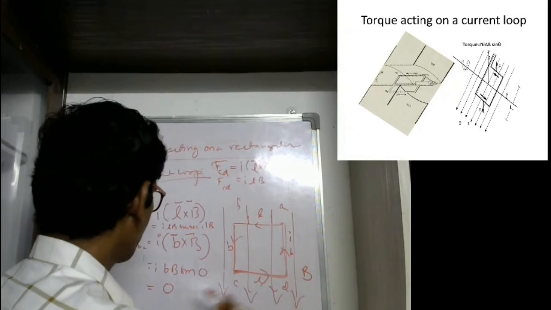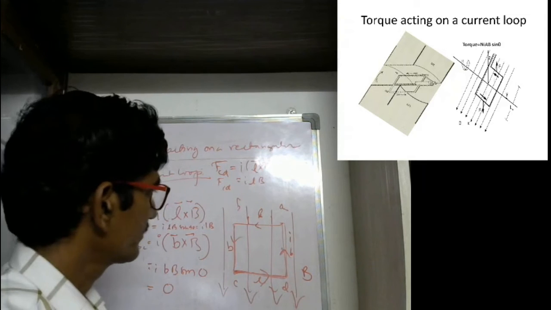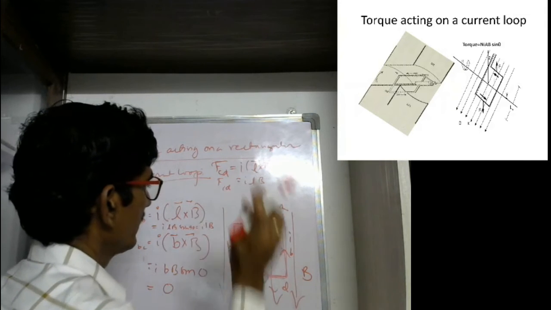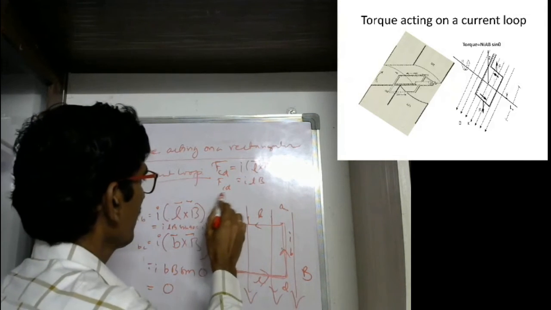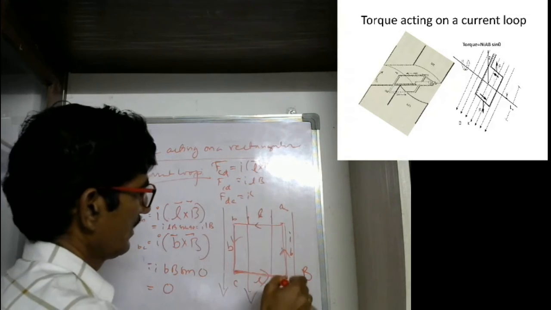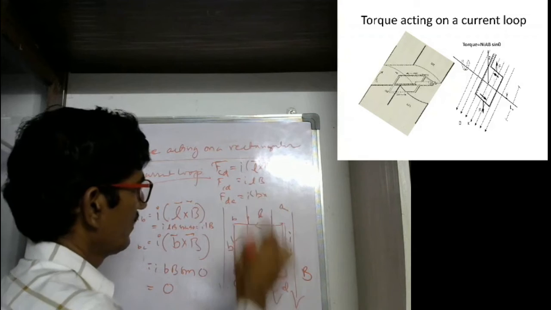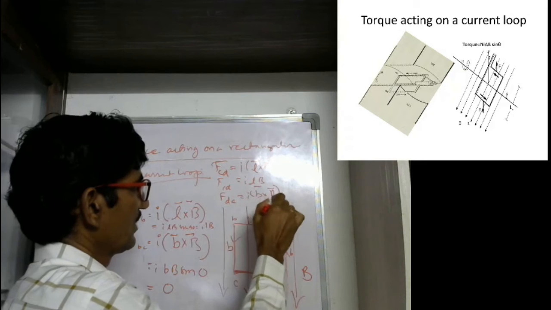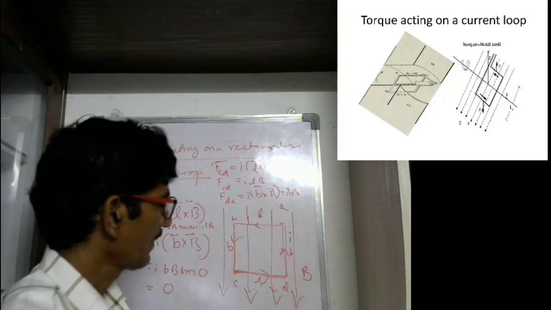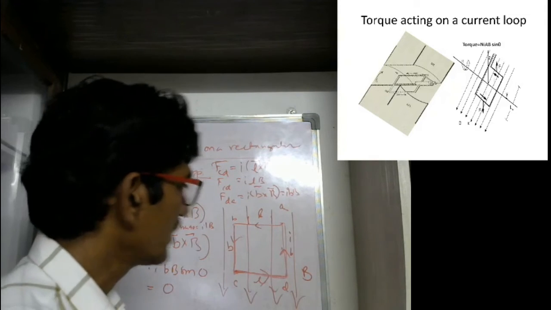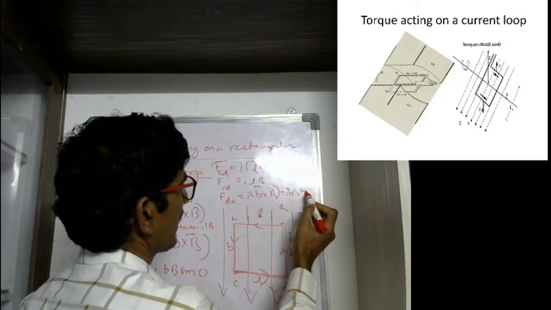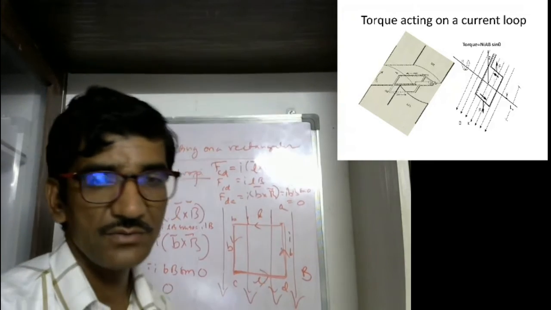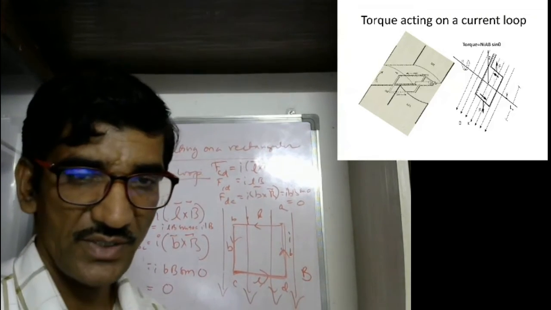Next, what about the last one? F of DA. It is also of length B. Length of this AD is B, magnetic field is B. So I B B, this line is parallel to this magnetic field, so it is sine 0. So you have 0. So out of 4 sides, you have non-zero force on 2 sides. Okay, right?